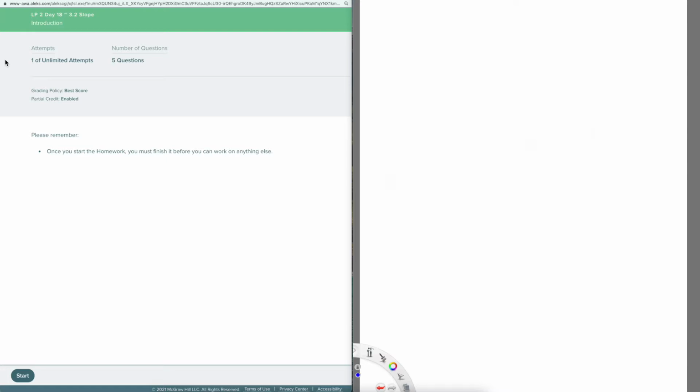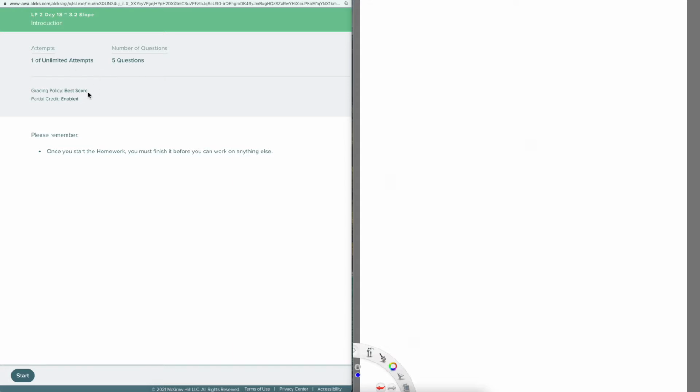Attempts, so this is showing me I'm on attempt number 1 of unlimited attempts. Means I can submit this assignment as many times as I would like. I can keep coming in and trying over and over again. Number of questions, there are 5 questions on this particular assignment. There will be anywhere from 1 to 10 questions, just depends on the section and what was available. Grading policy, best score, meaning whichever attempt is the best one is the one you keep.